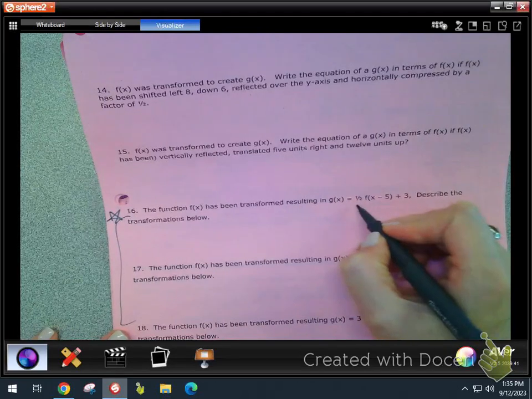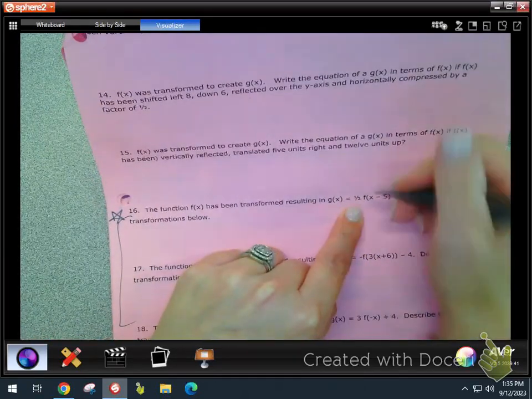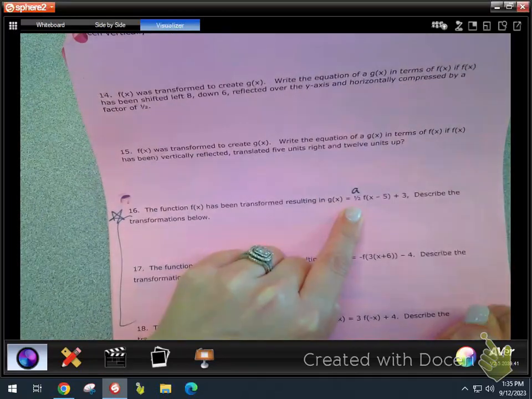So let's look at 16. F of X has been transformed into this guy. Describe the transformations. The first thing I would do is label what each of those numbers are. 1/2 is a what? A, B, C, or D? It's an A because it's outside.